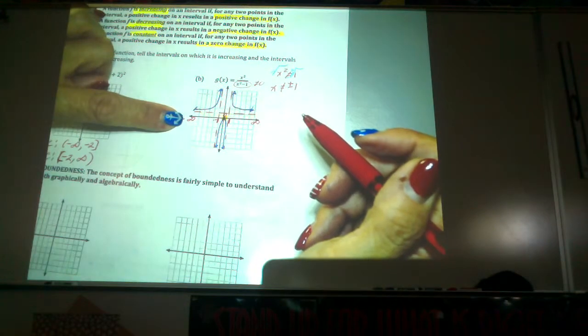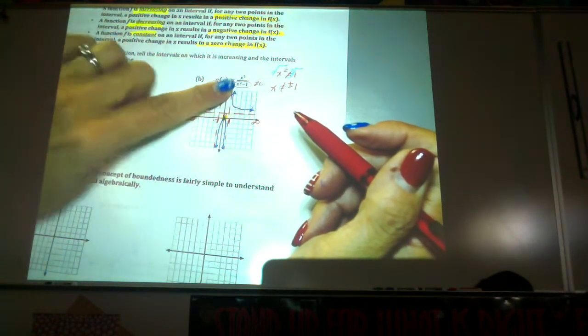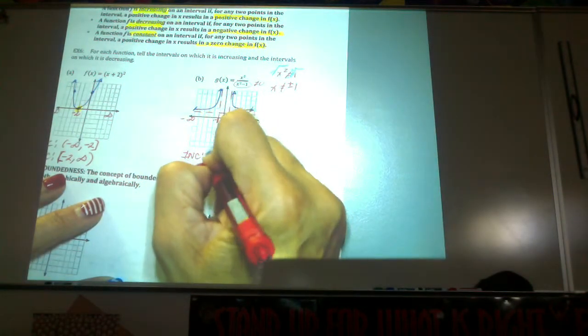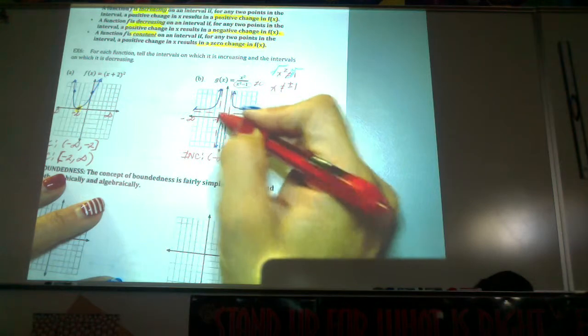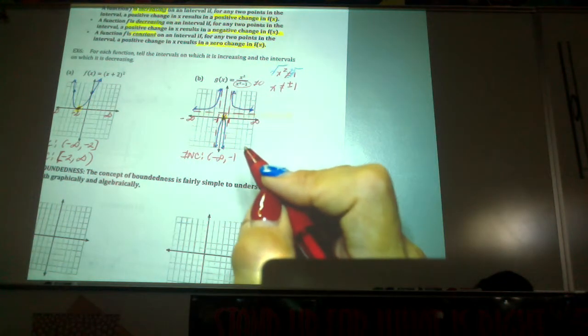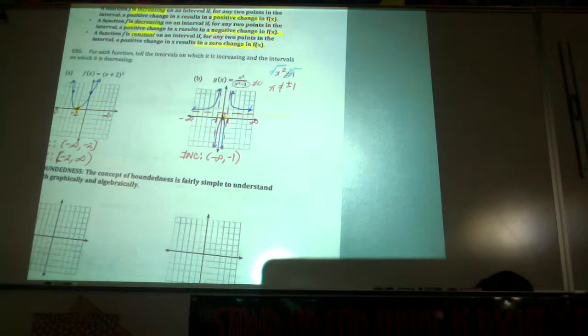What is happening from -infinity to this fence? What's happening to this graph? It's increasing. So we have an increasing graph from -infinity to that fence, which is -1. Do we include the fence that we jump? Does the graph ever touch that point? No. Remember, x cannot be -1. So unlike the last one, turning points are included. Fences not included.